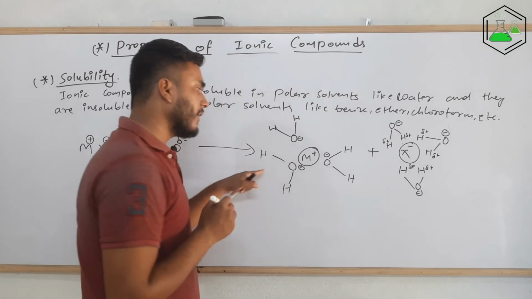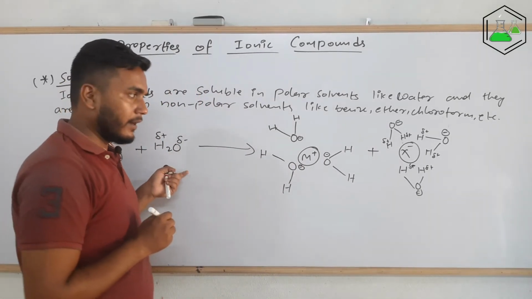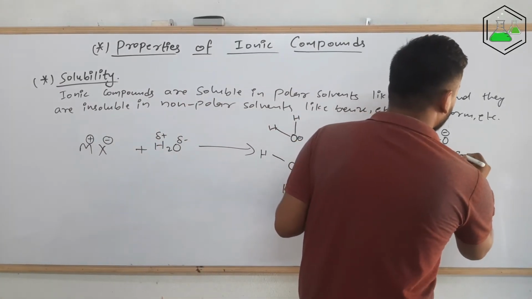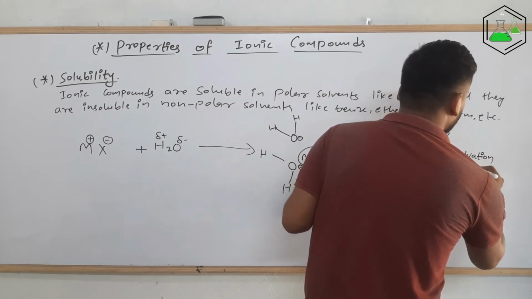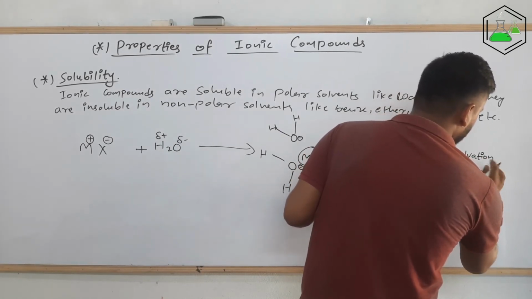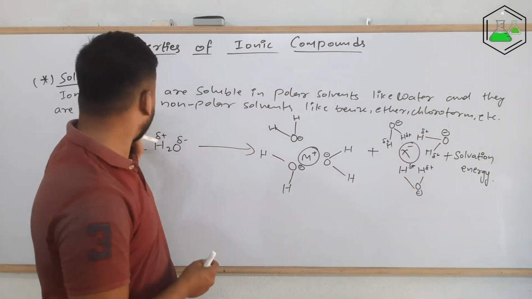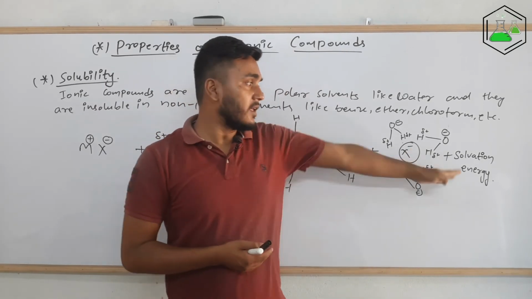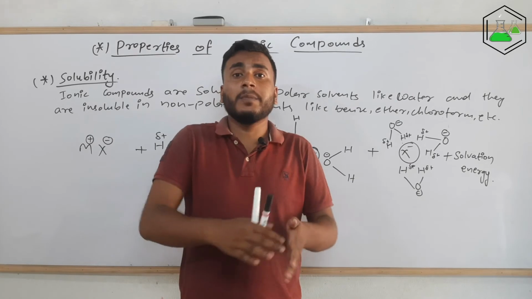Now there has been an interaction between the ions of this ionic compound and the polar solvent. During this interaction, some energy is released. That energy is called solvation energy. So I hope you understood it properly. During the interaction of the ionic compound and the solvent, some energy is released like this, and that energy is called the solvation energy.